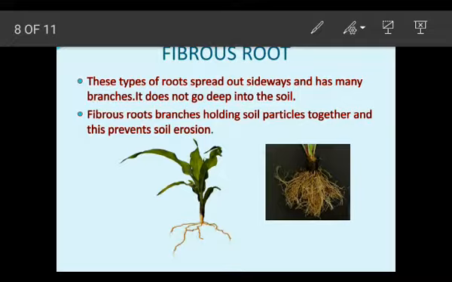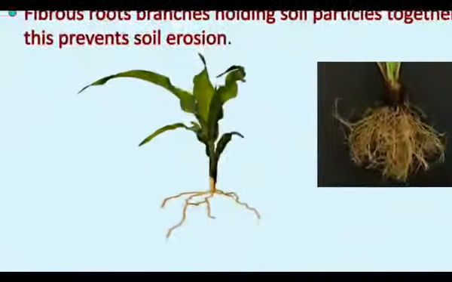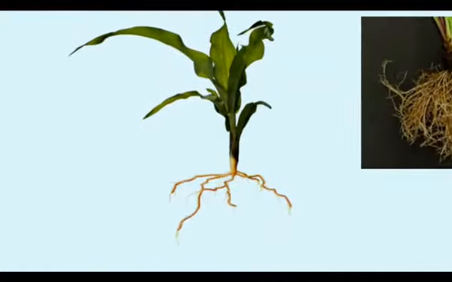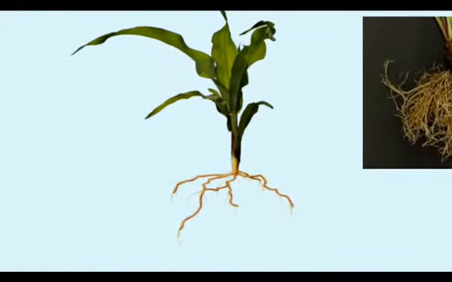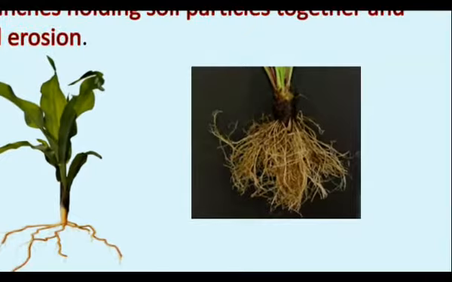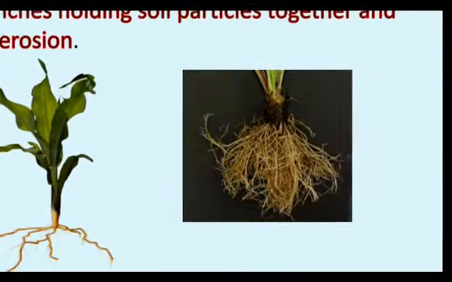You can see in this picture, when these roots spread all over, they will firmly attach with the soil, and thus the particles of soil are bound to them, and it is spread in a large area in the ground, and thus it prevents the soil erosion of that area. See, this is the picture of fibrous root.